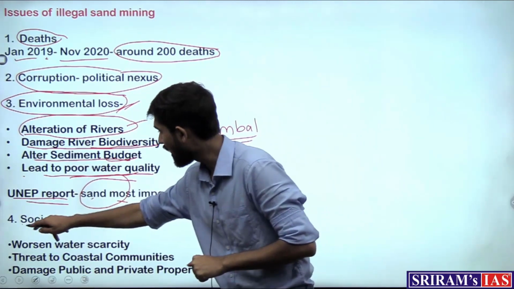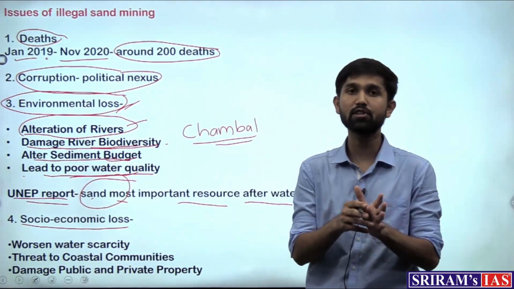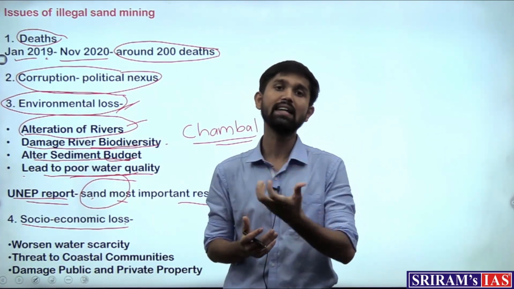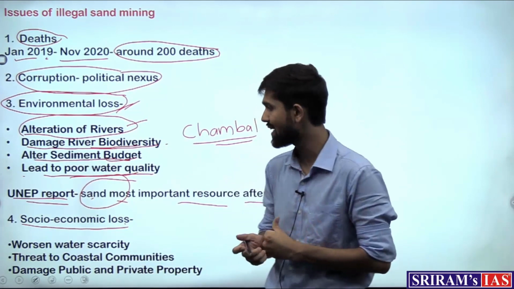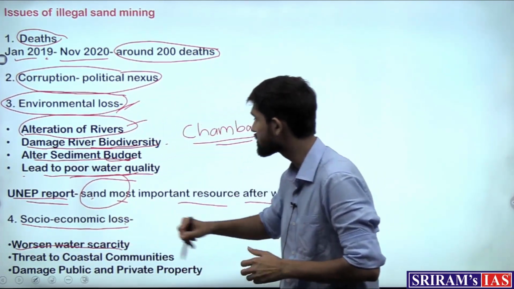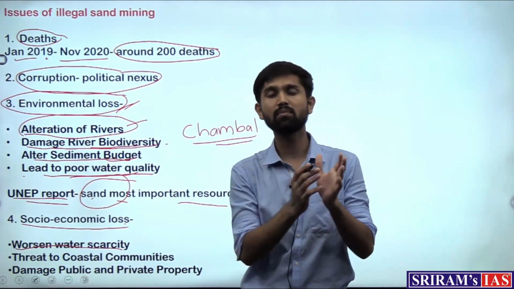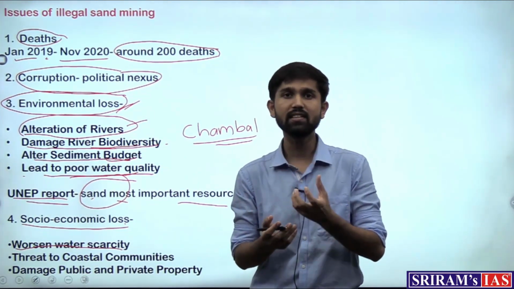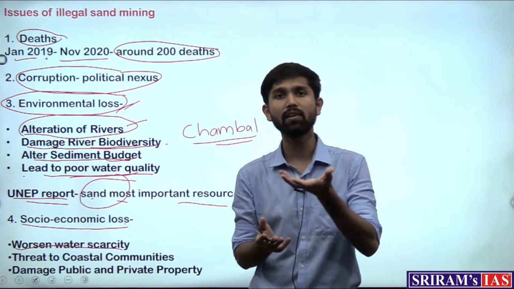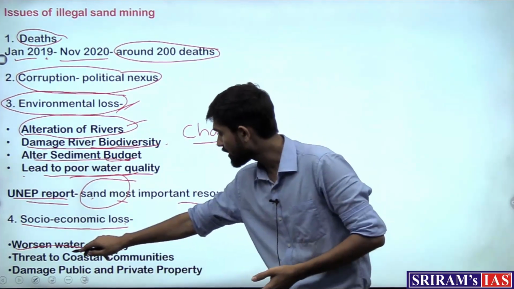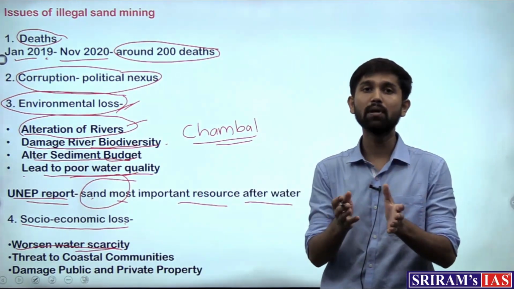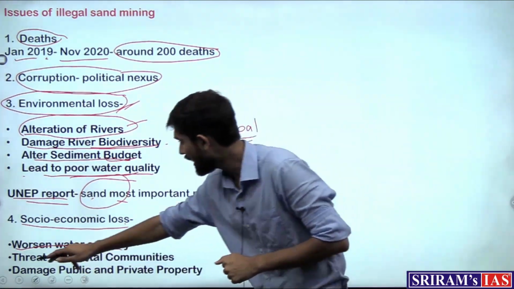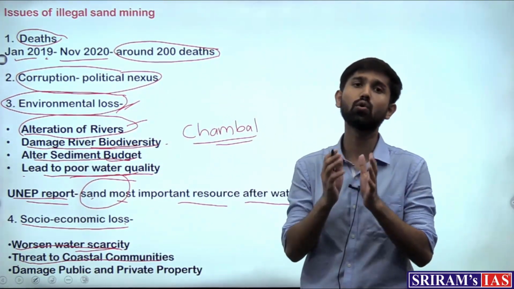And fifth is another important aspect, from the examination point of view as well, the socio-economic loss that occurs due to illegal and unsustainable sand mining. And what is that? First, it worsens the water scarcity, right? When the river system is damaged via unsustainable sand mining, it depletes the groundwater level and makes the water table decrease, which worsens the availability of water and increases the water scarcity that was already there.